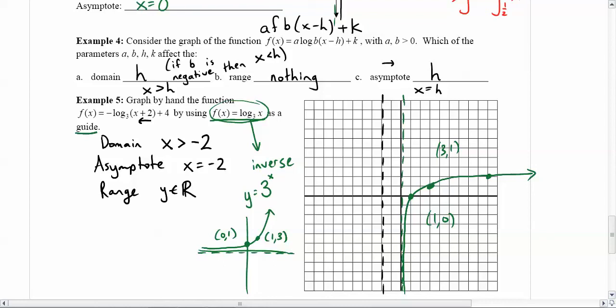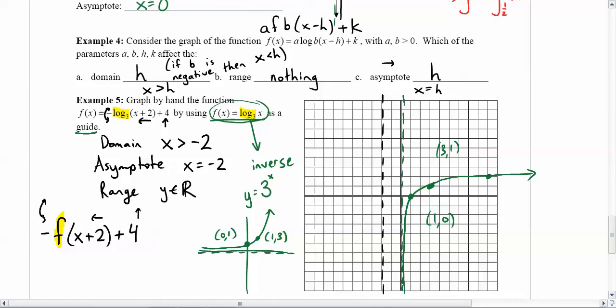So now let me do my translations. The negative sign flips it, the 2 moves it left 2, and the 4 moves it up 4. This is the same thing as negative f of x plus 2 plus 4. Okay, the function is the log base 3, because this one also has log base 3. So I have a reflection, translation, translation.